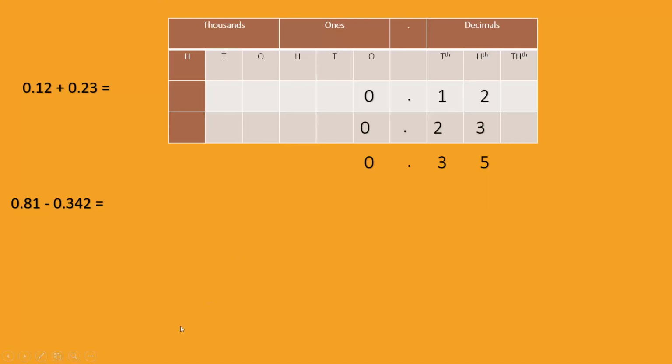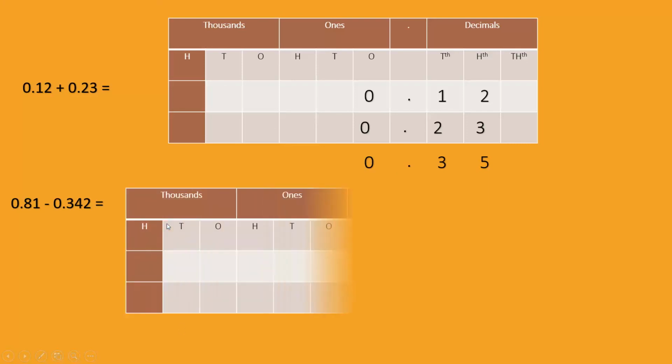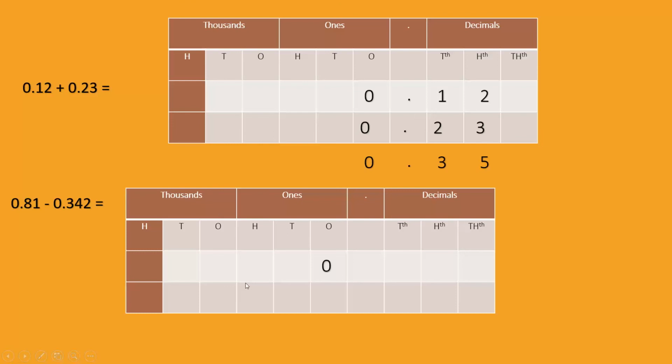0.81 minus 0.342 by using the chart. Let's write the number 0.81 and minus 0.342. So here we must put 0, okay, and start the subtraction. 0 minus 2 doesn't go, so borrow 1 from 1, it will be 0. So it will be 10 minus 2 equals 8, and 0 minus 4 doesn't go. Borrow 1 from 8, it will be 7. It will be 10 minus 4 equals 6. 7 minus 3 equals 4, and the decimal point and 0.